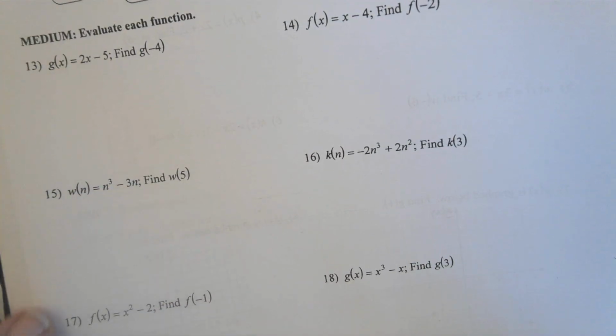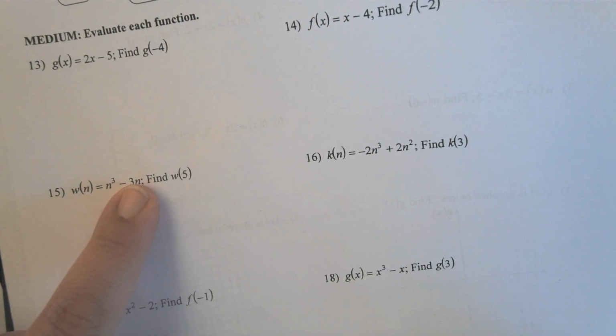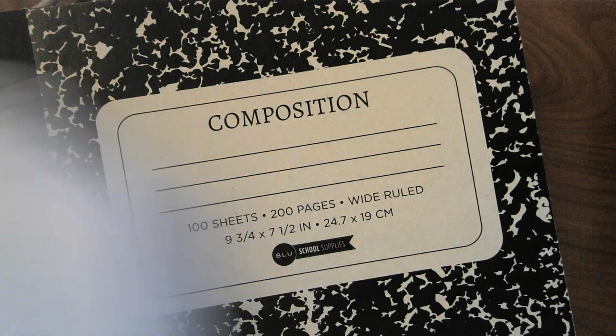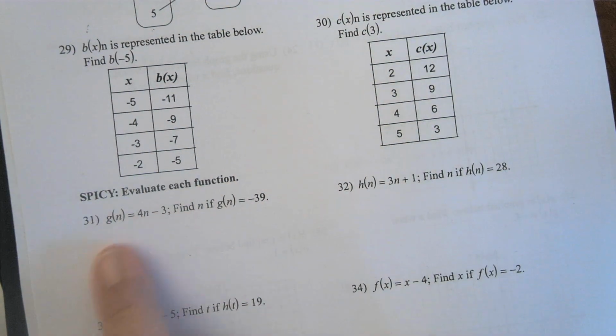When you get to the medium section, the functions are a little bit different. This one starts out kind of similar, but if you notice, this one has some exponents in it, so make sure you're paying close attention. When you get to the spicy, this is the rest of the medium, it has more graphs. When you get to the spicy section, you're looking at these.